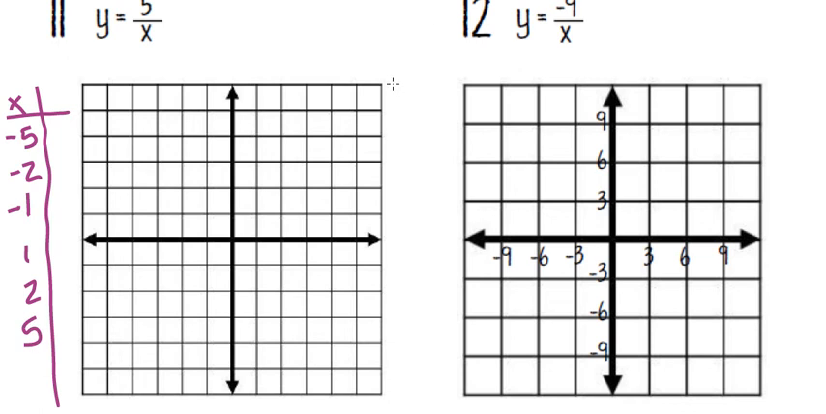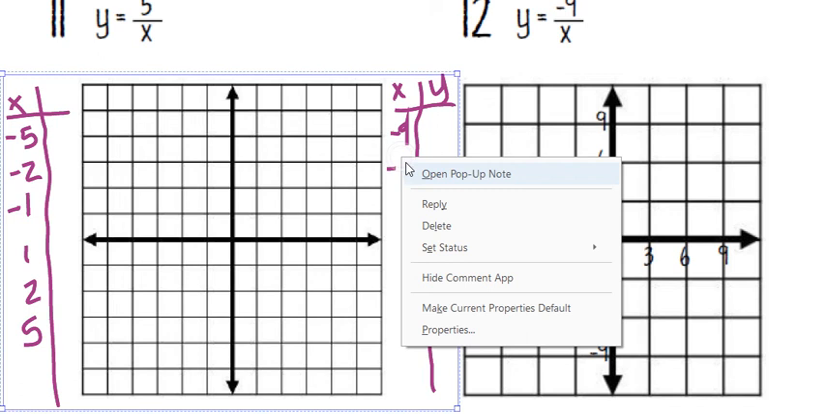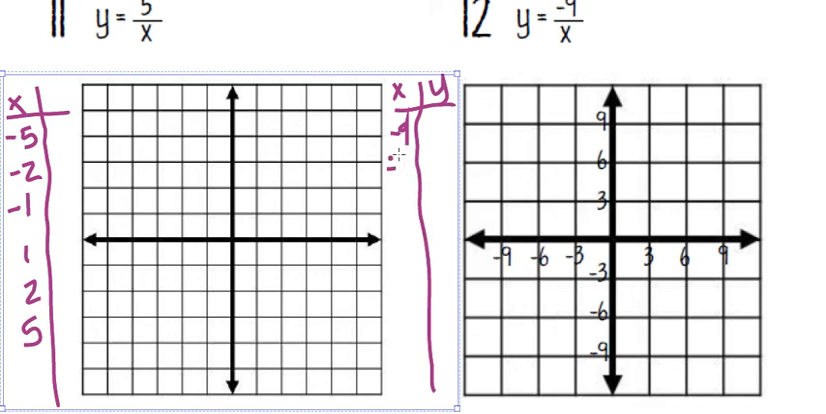And then for this one, our x values are going to be negative 9, negative 3, negative 1, and then 1, 3, and 9. And if you look there, they space the axis out so that you can do that. All right, so go ahead, pause your video, graph these, and then play the video again when you're done graphing them.